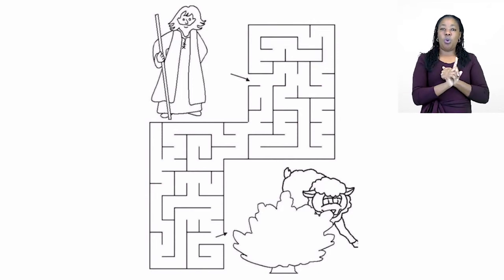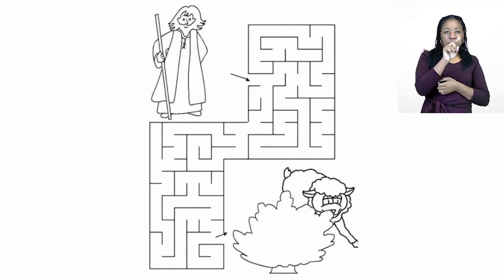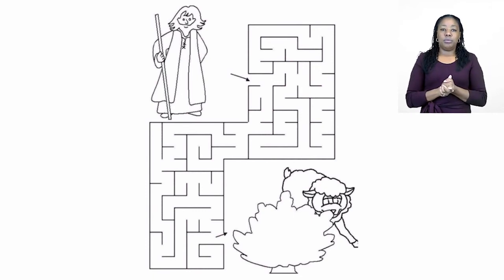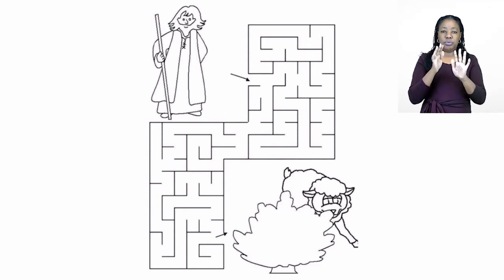You are first going to start by tracing with your finger from the first arrow where the shepherd is. You're going to go into the maze, and with your finger, you're going to look for a path for the shepherd to help him find his sheep. When you have found the path, you're going to take a color. One color, it can be any color, and you're going to direct the shepherd from where he is standing to where the sheep is.